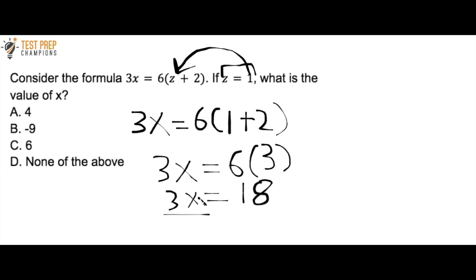So we have this 3x, that's 3 times x. So if I divide by 3, my 3's will cancel out. And whatever I do to one side, I also have to do to the other side as well. So if I do 18 divided by 3, that gives me 6. So the final answer is that x equals 6. So C is correct here.